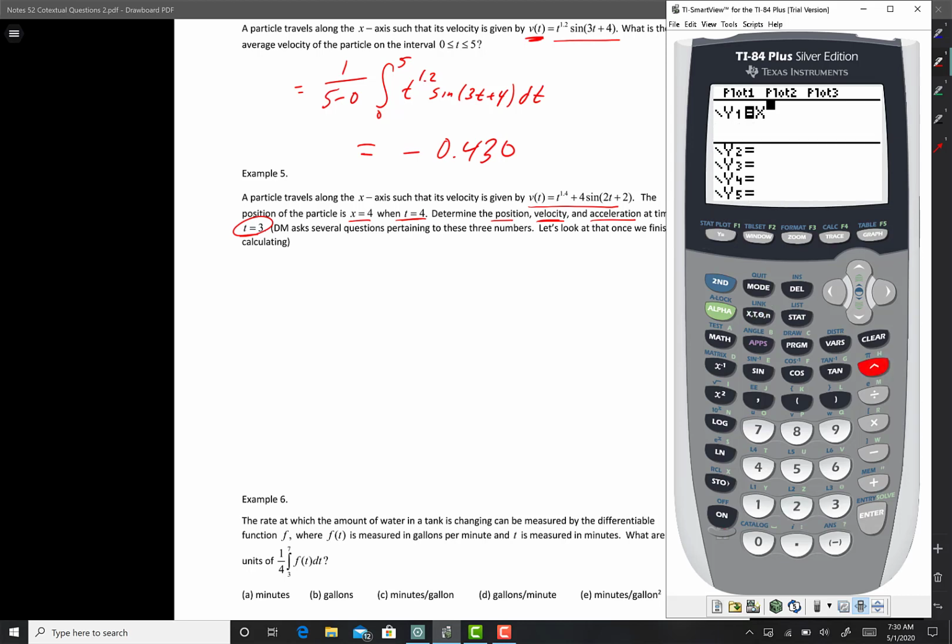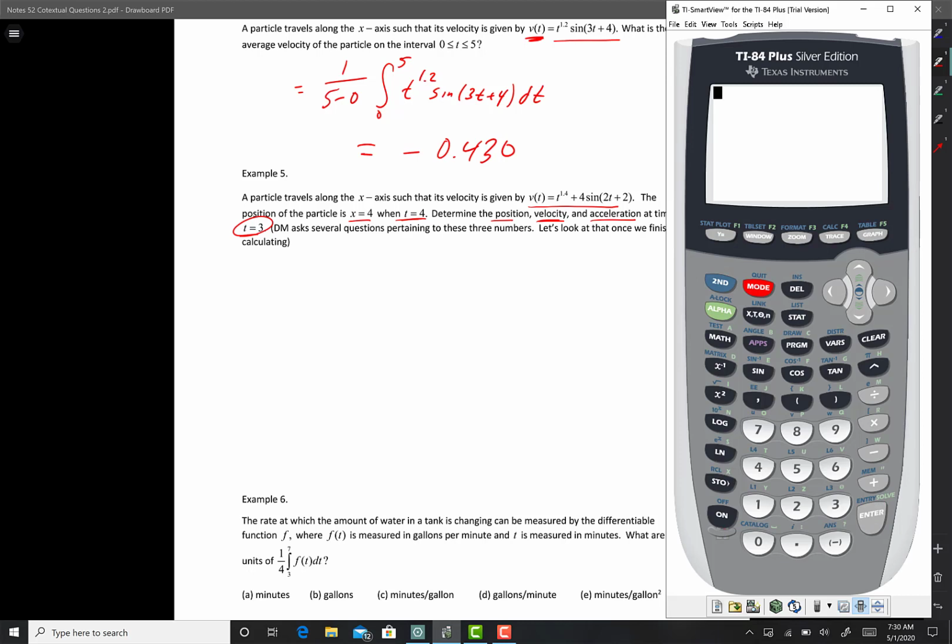X to the power 1.4. Come down, and I'm going to write plus. So make sure you put a plus there. Sometimes I put a multiply by accident there, guys. 4 sine 2x plus 2, or it's a t, but a t is just like an x in here. And then there it is. So there's my velocity. And I'm going to go to my home screen.